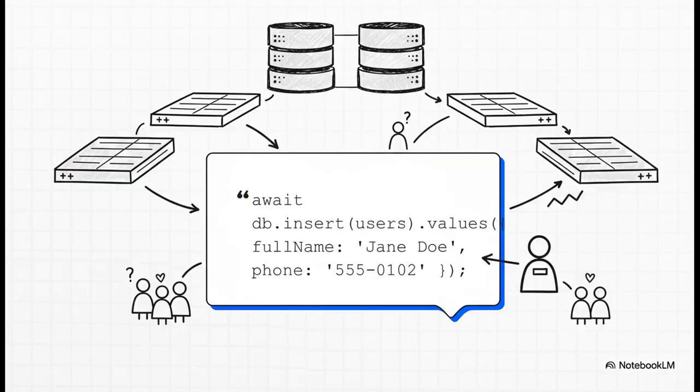So the house is built, but nobody's home yet. Let's add our first piece of furniture, our first user. And you'll notice how Drizzle's insert command looks just like our schema. We just pass it an object with a full name and a phone. And because it's all TypeScript, our code editor will yell at us if we try to put in the wrong kind of data. It's simple, it's intuitive, and it's safe.